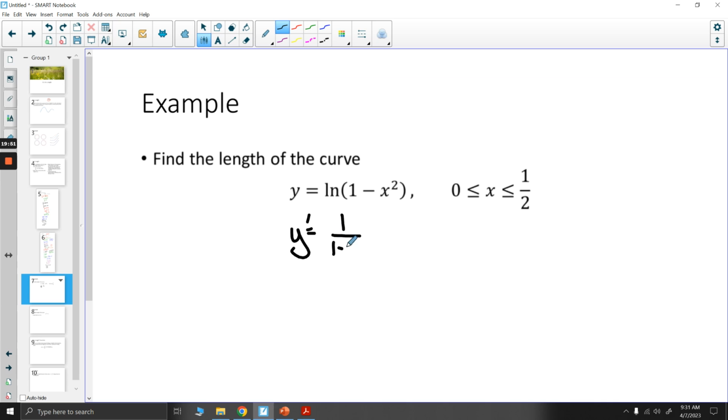That's going to be 1 over 1 minus x squared times the derivative of the inside, that'd be negative 2x. All right, so that's our y prime. So that is to say y prime is negative 2x over 1 minus x squared. Now, this is not in a good form. You may think it looks okay. It's a difference of squares, by the way. That's another thing to note.